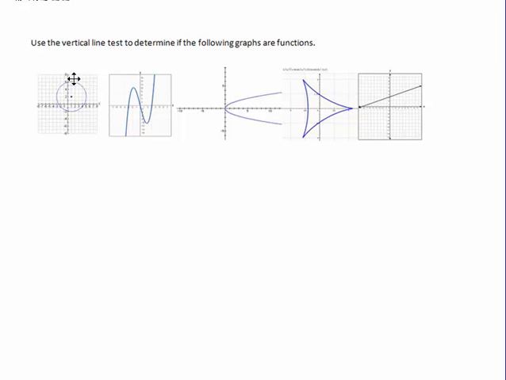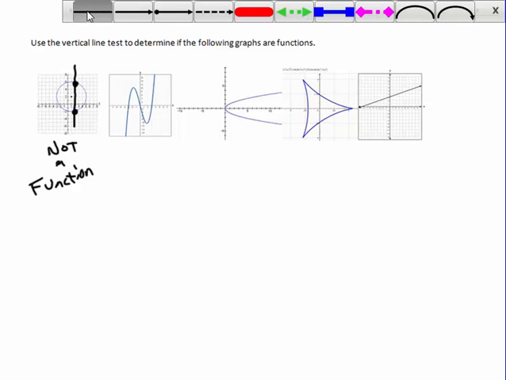So this first one here, can I draw a vertical line that passes through the graph of this circle more than once? Well, sure. That vertical line has a point here, a point here. So this is not a function.